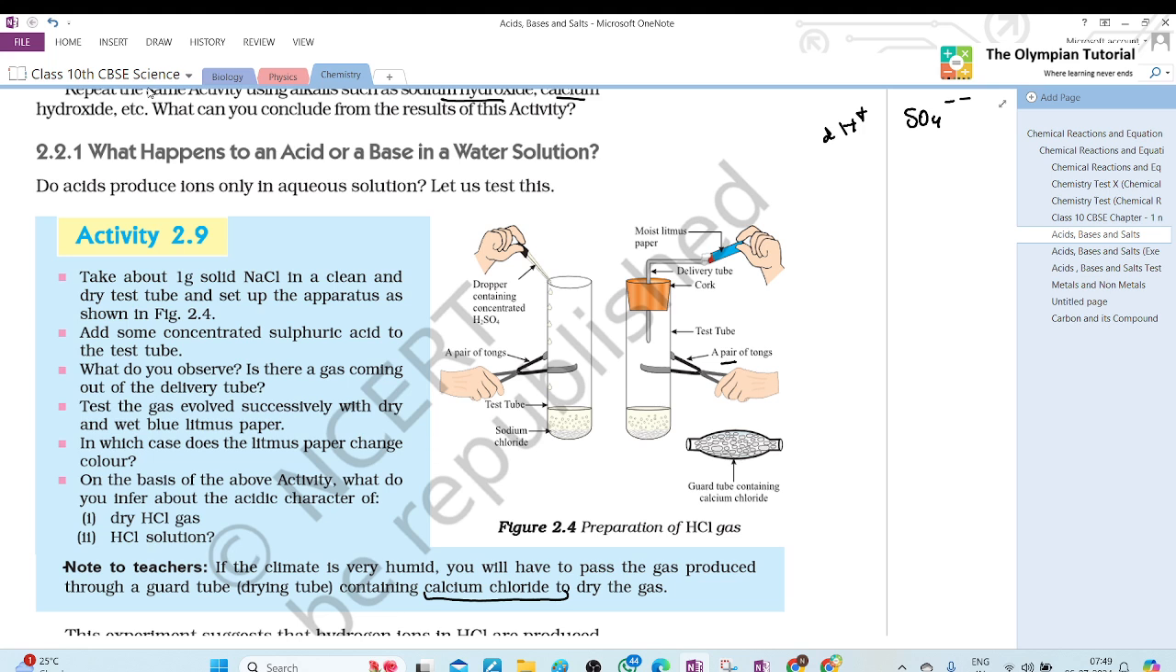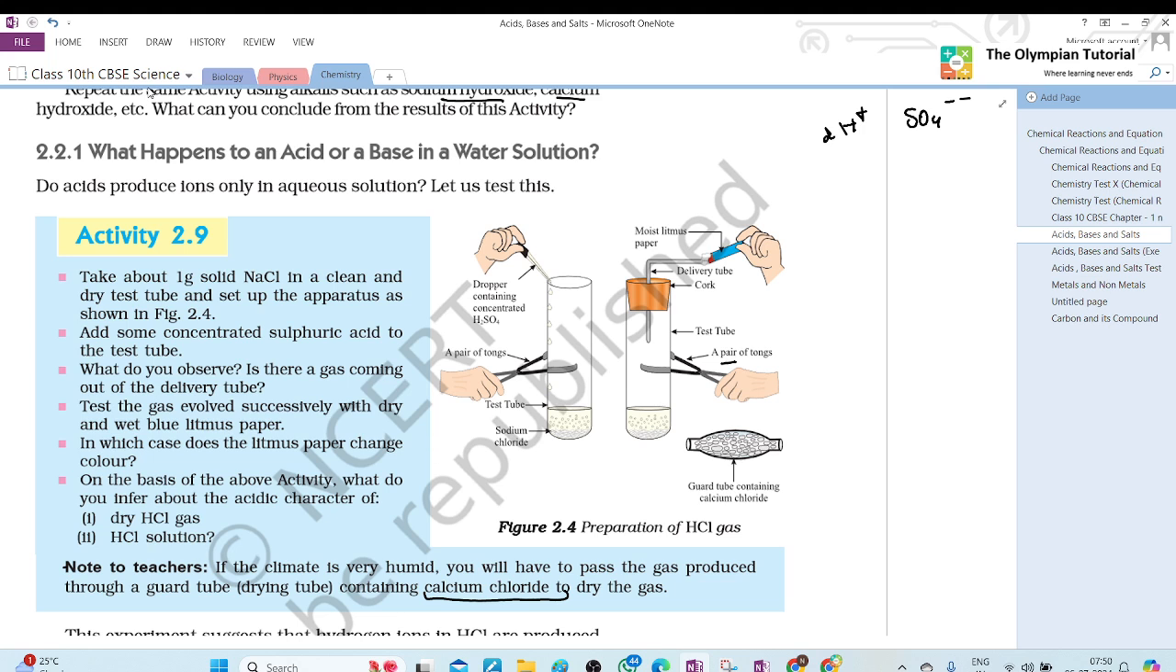Activity 2.9. Take about 1 gram solid NaCl in a clean and dry test tube and set up the apparatus as shown in figure 2.4. Add some concentrated sulfuric acid to the test tube. What do you observe? Is there a gas coming out of the delivery tube? Test the gas evolved successively with dry and wet blue litmus paper. In which case does the litmus paper change color?